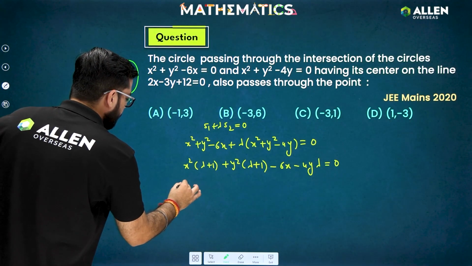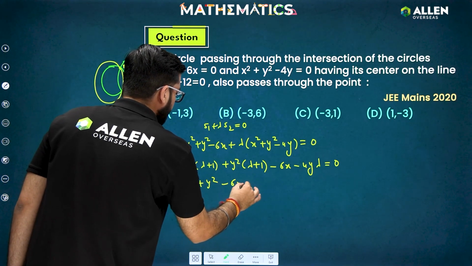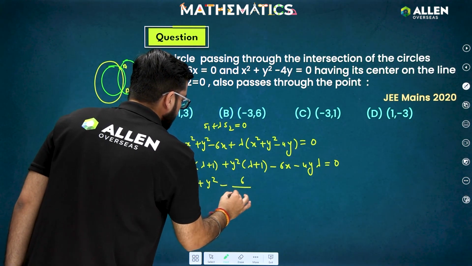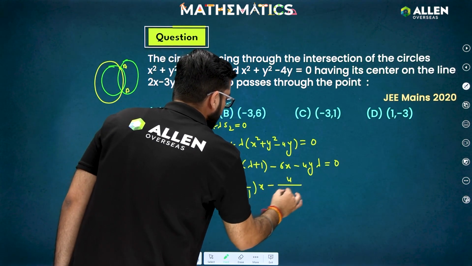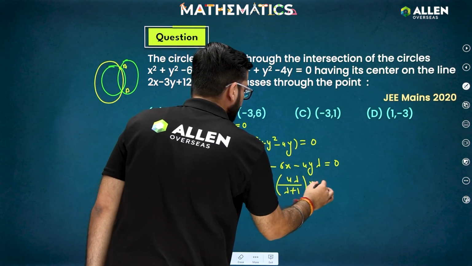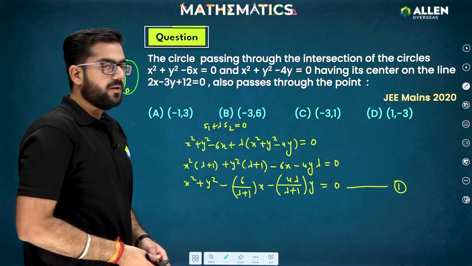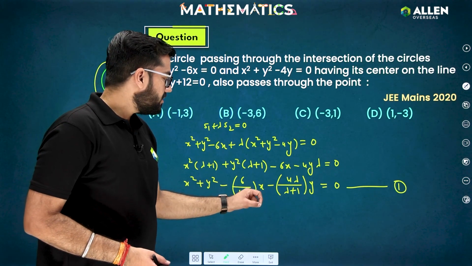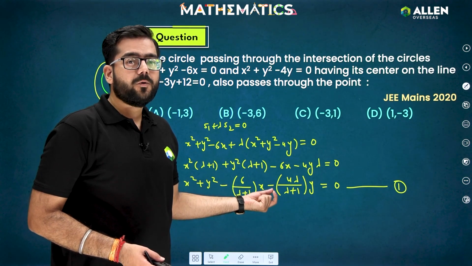You will get x square plus y square minus 6 upon lambda plus 1 into x, minus 4 upon lambda plus 1, but there is also lambda, into y is equal to 0. Let's say this is equation number 1. Now I want the exact equation, and apart from this we should have an idea about lambda. But before this, I want the center.